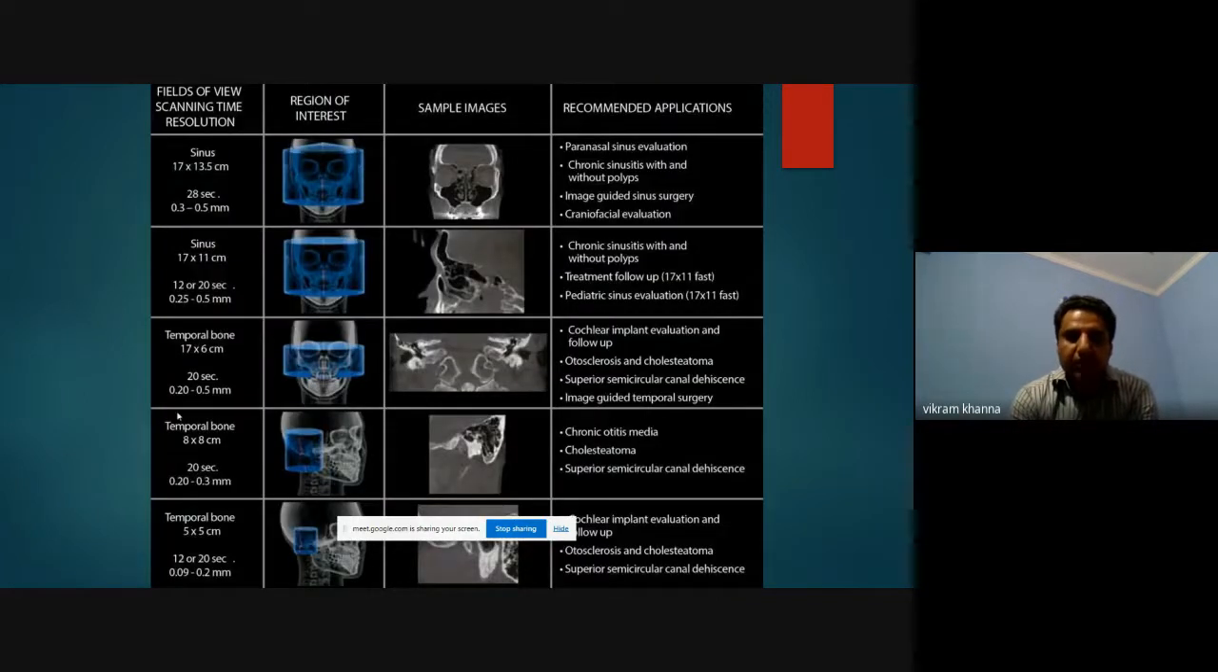So these are all indications of each and every pathology. If you want to see, this is how it looks in a full scan volume. This is for sinus view, for chronic sinusitis.